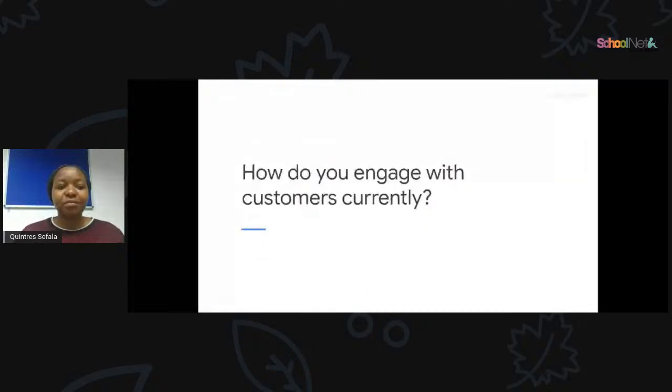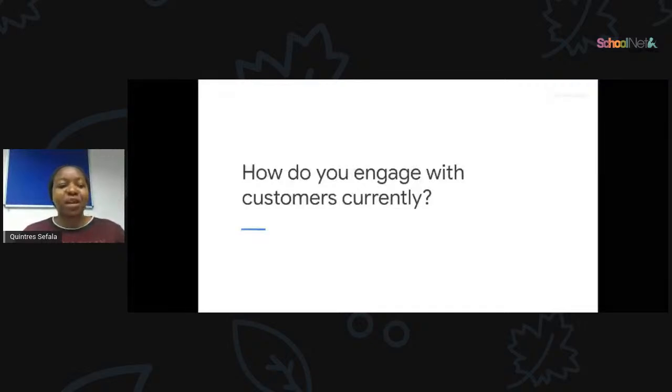But before we get into the session, like I said, I want us to start by familiarizing ourselves with the chat box. And the question that I have for you today is, how do you engage with your customers currently? How are you communicating with your customers? How are you talking to your customers? Let us know in the chat box. We would love to hear from you.